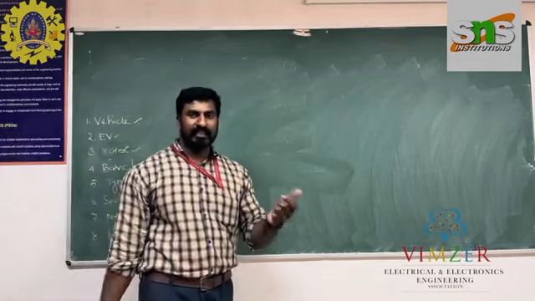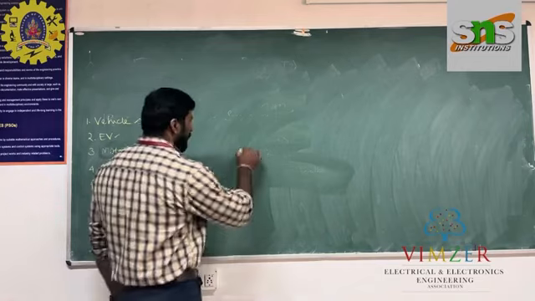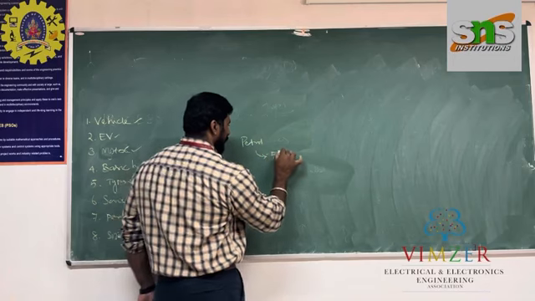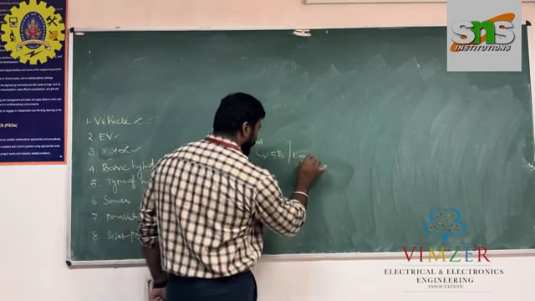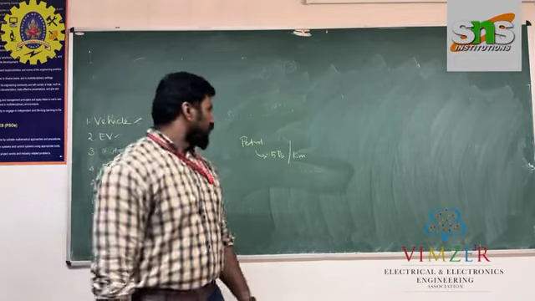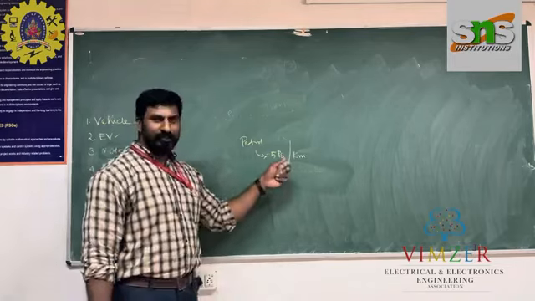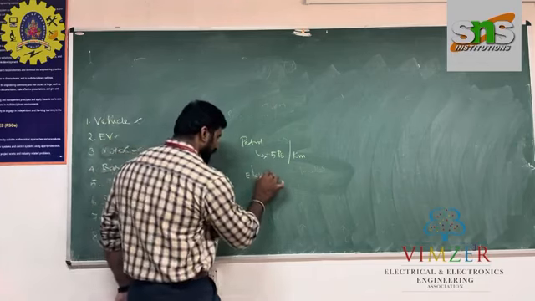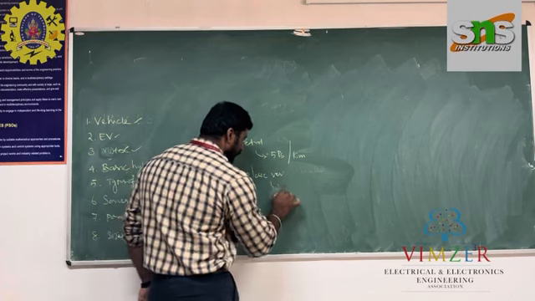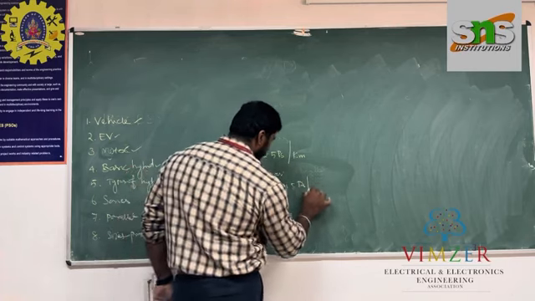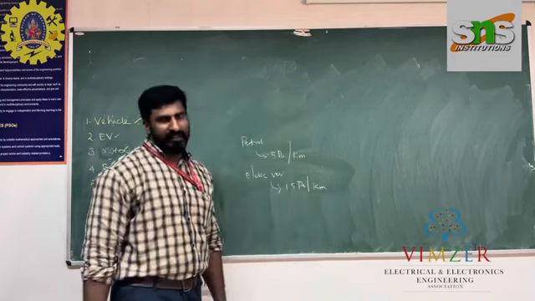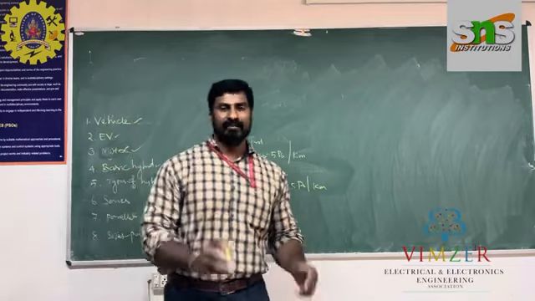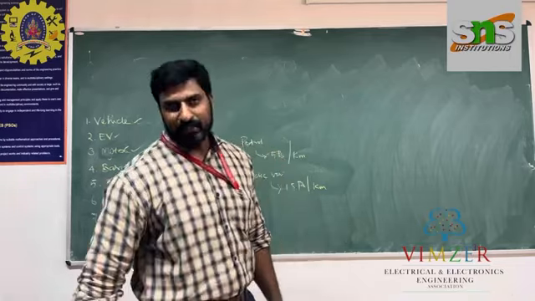In earlier classes, we discussed the running cost, right? For example, a petrol engine gives 5 rupees per kilometer as a running cost. An electric vehicle gives 1.5 rupees per kilometer as a running cost, right? But we have a certain amount of limitations. So what will be the limitations?